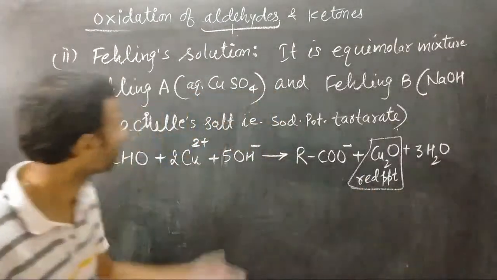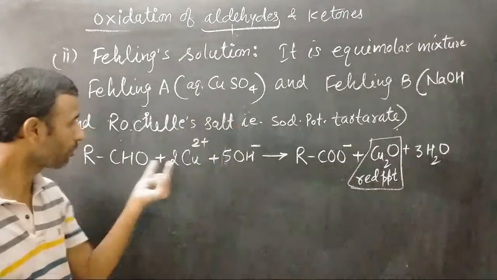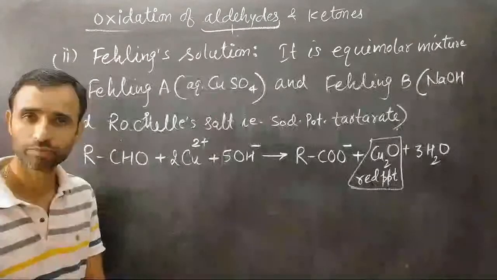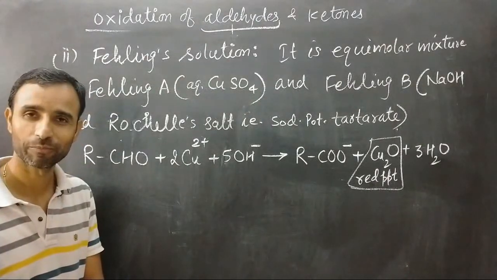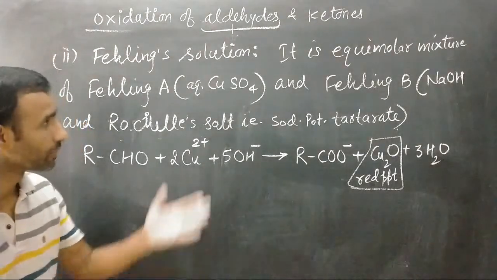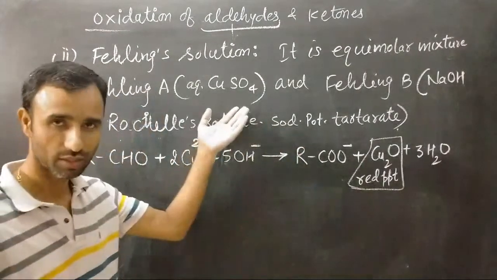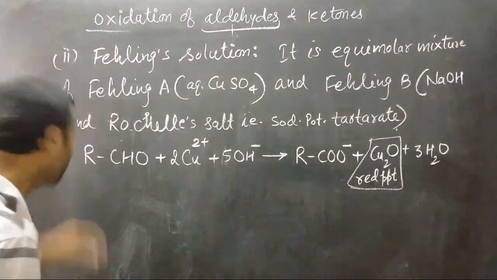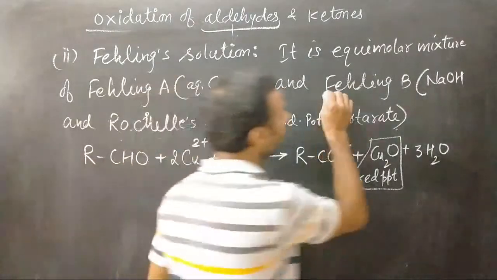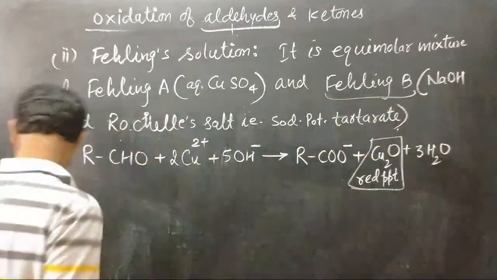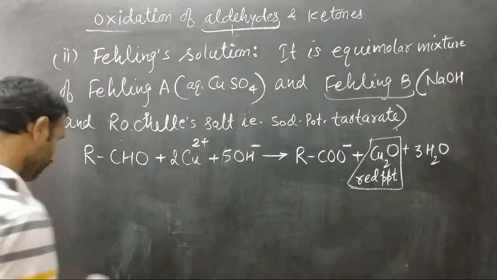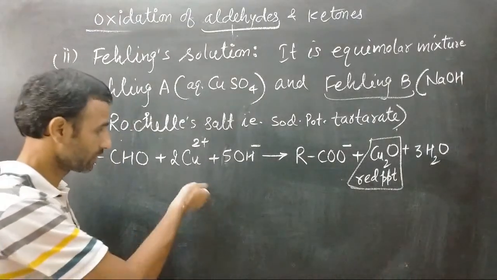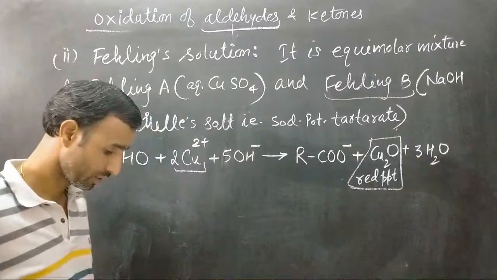Out of aqueous copper sulfate, copper 2 plus is used. So what is the use of Rochelle salt then? Fehling's A already has copper 2 plus. So what is the use of Fehling's B then? Anybody who can answer? See, Fehling's A has copper 2 plus.